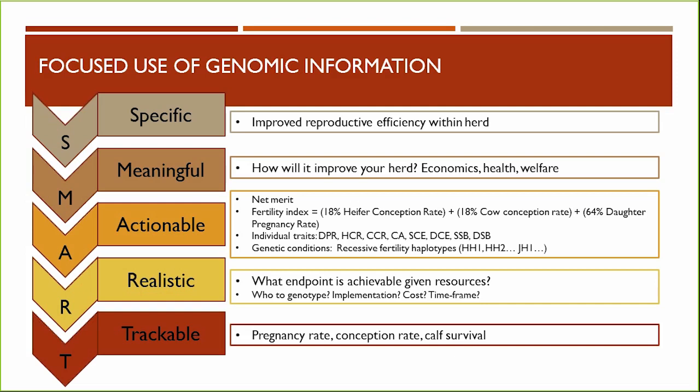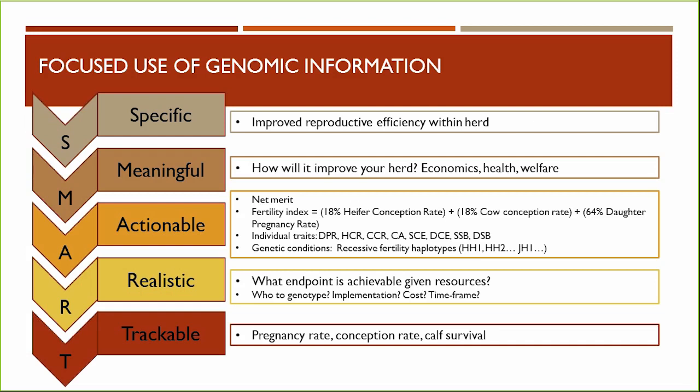And lastly, if we're also thinking about fertility, we can actually look at those genetic conditions, those fertility haplotypes, for instance. So maybe we keep those animals, but we breed wisely. Don't breed two carriers together. So those are all the different things that you can use in your evaluations other than just net merit to actually improve reproductive efficiency. So what's the end point?